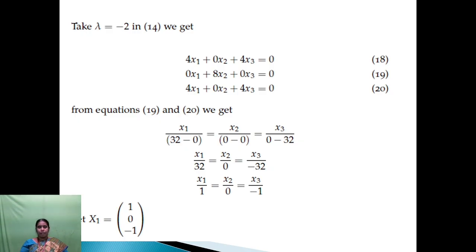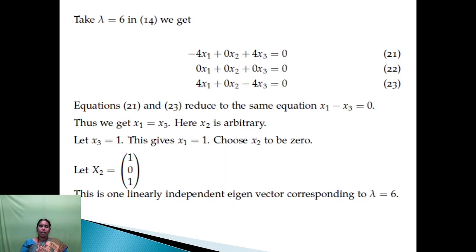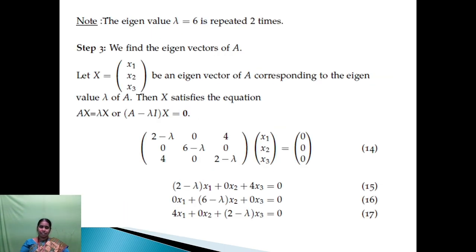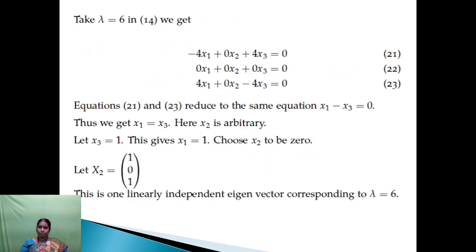Okay. Next, for lambda equal to 6, the eigenvector can be calculated. Our equations 15, 16 and 17 become 21, 22 and 23. On solving the 3 equations, we get the answer as 1, 0, 1. This is the only independent eigenvector corresponding to lambda equal to 6.